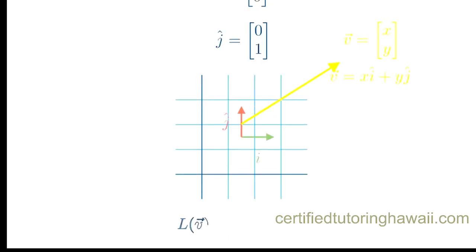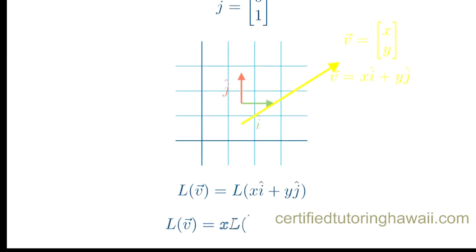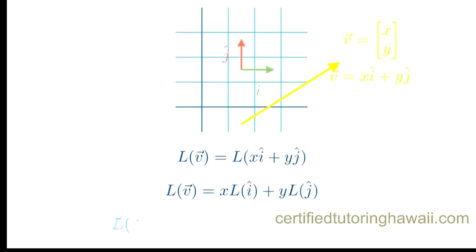Now, let's see what happens when our transformation L acts on an arbitrary vector v. L of v is L of x times i hat plus y times j hat. Because the transformation is linear, we can pull out the scalars and separate the sum. This gives us x times L of i hat plus y times L of j hat. This is a key insight. The transformation of any vector v is completely determined by knowing only the transformation of the two unit vectors, i hat and j hat. This means that if we know where i hat and j hat land, we know where every vector lands.